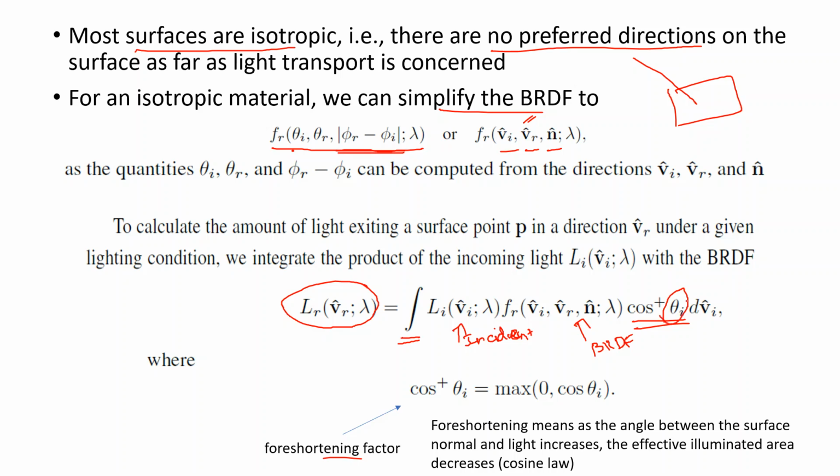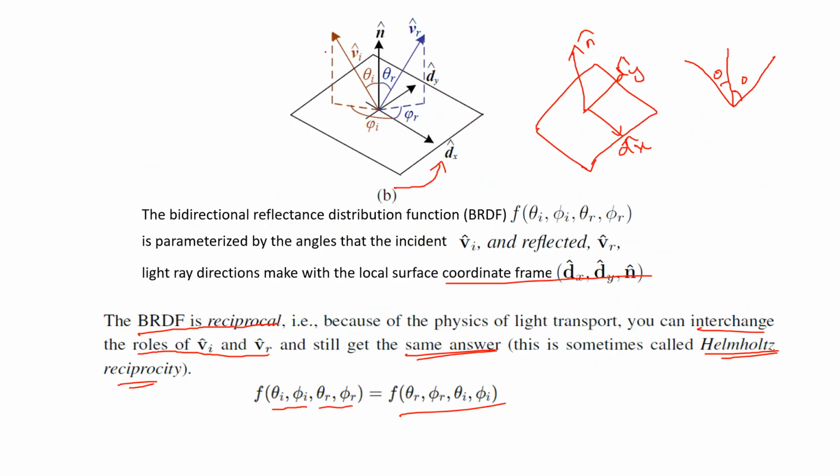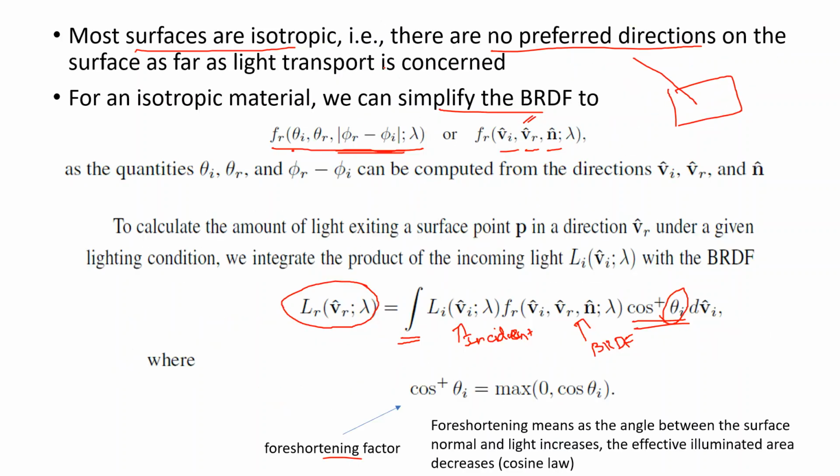Theta I, we already know, is the angle between Vi and N. If this angle increases, then the intensity decreases. So there are four terms. One is the incident light direction as well as wavelength, then the simplified BRDF, the foreshortening factor, then dVi. So we use this when the light is continuous.